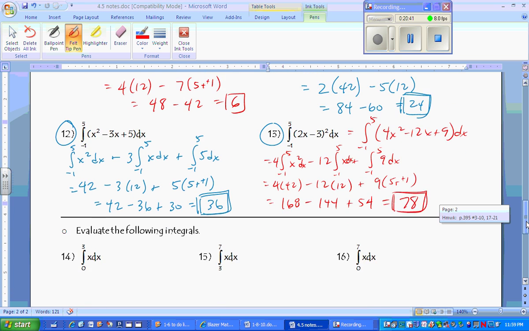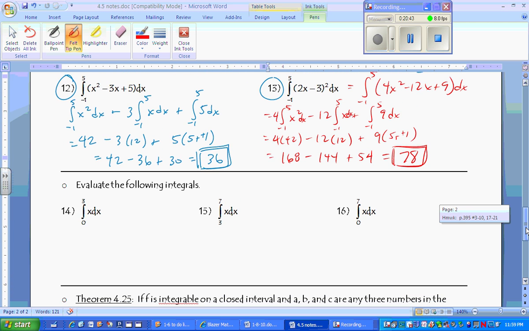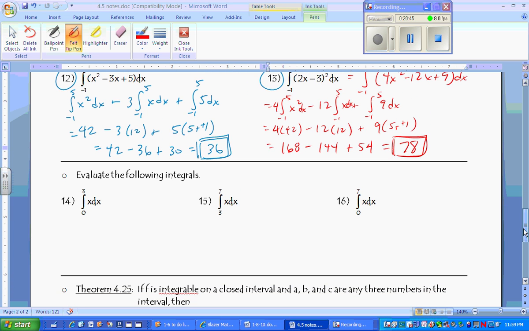Alright, let's take a look at these next 3 here. I want you to go ahead and try each of these, evaluate each of these integrals. You'll notice it's the same thing on the inside of the definite integral. The difference is the lower and upper limits. Goes from 0 to 3, then 3 to 7, and then 0 to 7. See if you can figure anything out about these after you're done with all 3.